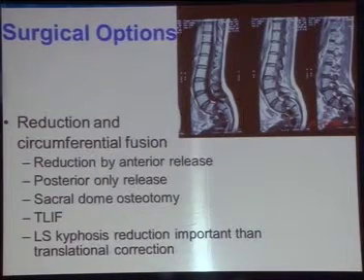So in high-grade listhesis, you can go for a circumferential fusion, with reduction by anterior release, as Professor Jaiswal has mentioned, then posterior-only release or sacral dome osteotomy, all these. So here is an example. This is a grade 4 listhesis in a 63-year-old lady with persistent symptoms. Then all posterior, reduction to grade 1 and circumferential fusion. She has been doing well, almost 10 years now.